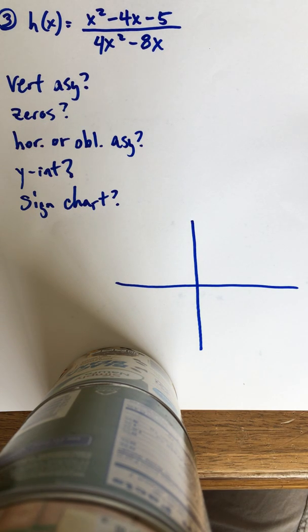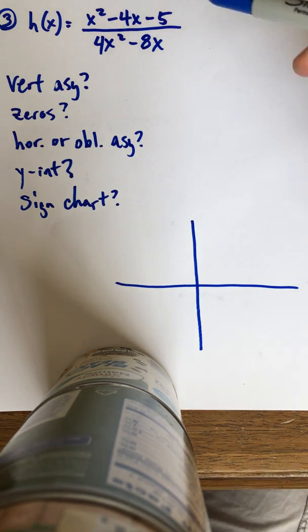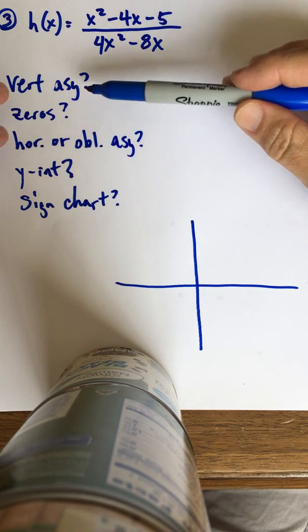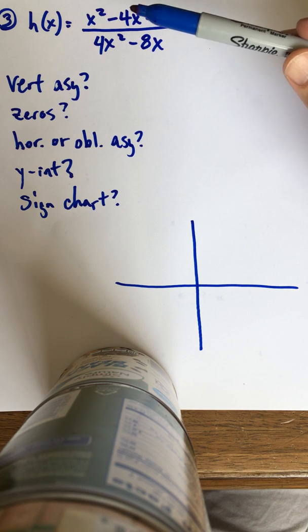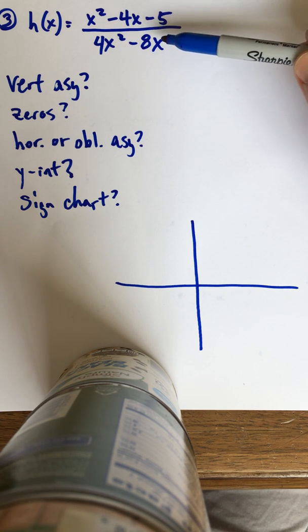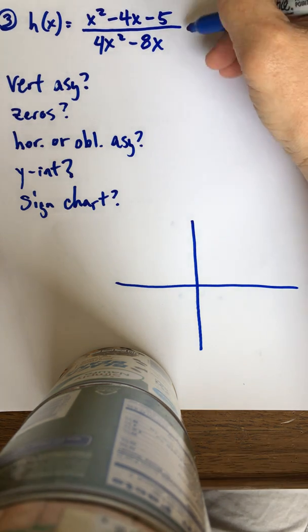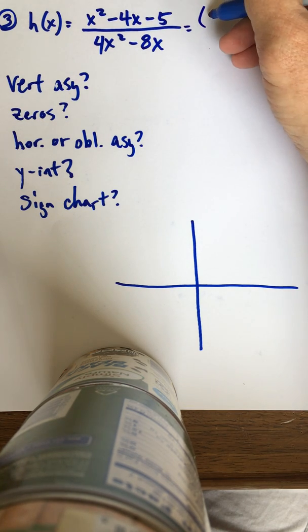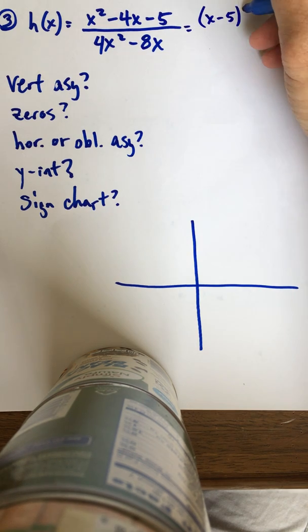All right, so for problem 3, I went ahead and sped things up and wrote this down. You're going to need to know how you go about it. You need to do these 5 things anytime you see a rational function. The first step is always to factor. The numerator is going to factor to be x minus 5 and x plus 1.